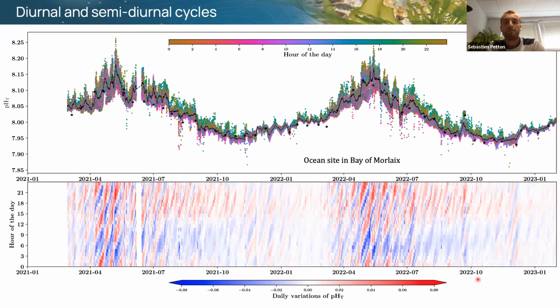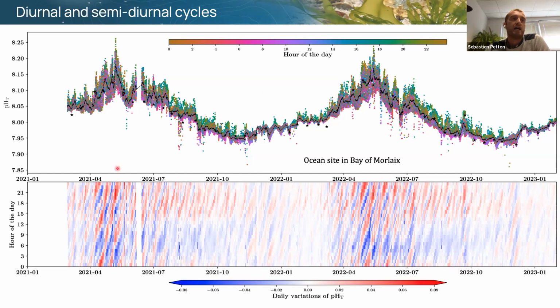So here on the upper graph, you get a scatter plot of the high frequency pH. The color corresponds to the hour of the day, and the black line is the daily average pH. So we can see that the green points, which are the evening pH, are higher. So the pH is higher in the evening and lower in the morning. And this is mainly due to respiration and photosynthesis processes. But this is not particularly true in spring here, where we don't see this kind of pattern.